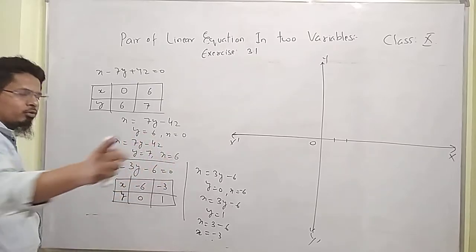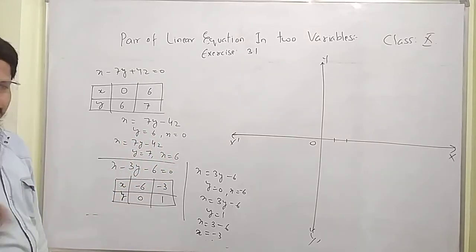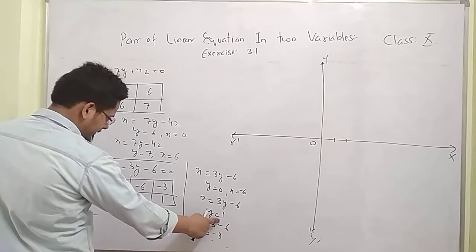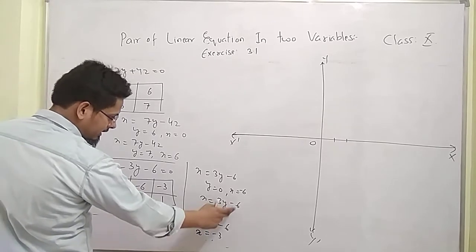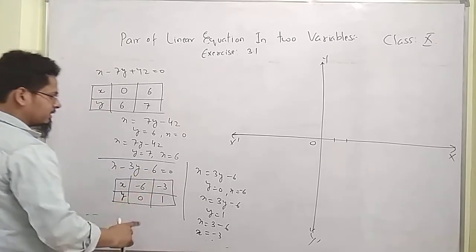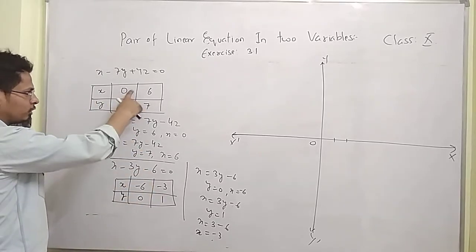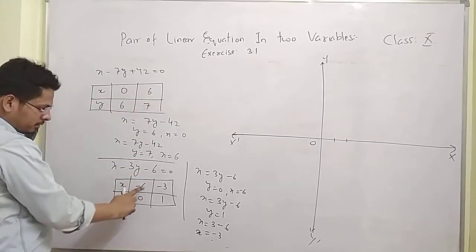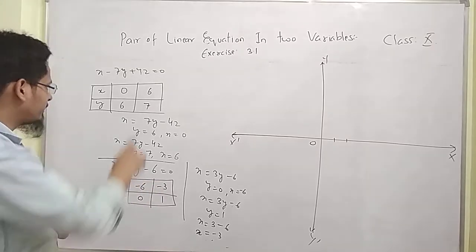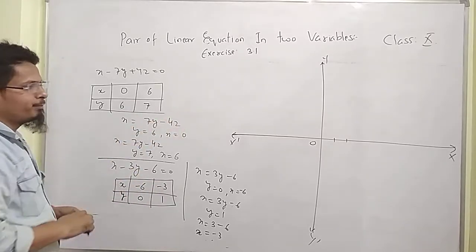You can also do it on your own in your practice. And when y is equal to 1, then 3 minus 6 is minus 3, so x is minus 3. Now we have to plot these points: 0, 6; 6, 7; minus 6, 0; and minus 3, 1. After drawing the table, we will plot the points.